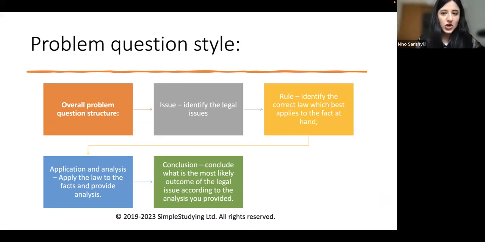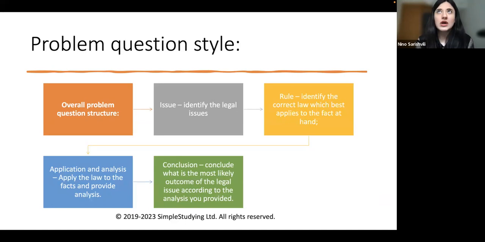As you probably already know, the recommended structure is IRAC, both for problem and essay questions. Firstly, you need to say what you are going to discuss. What is the legal issue if it's a problem question, but do not repeat the facts of the case. I've seen many students understand stating the legal issue as repeating the facts of the case. That is not necessary. You don't need to repeat the facts of the case.